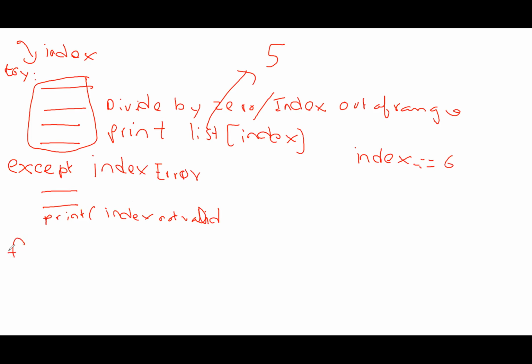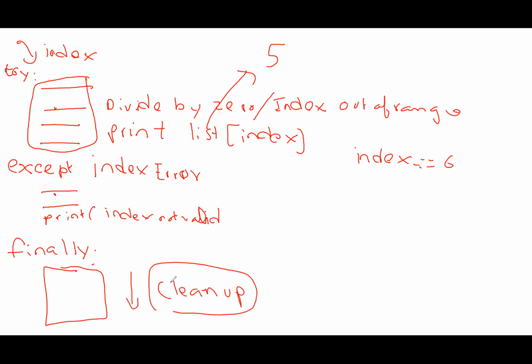Then there's another thing called finally. What finally does is it always gets executed, irrespective of whether you have an exception or not. So if you get an exception here, it'll go to except, finish this, and then go and execute finally. Finally is generally used for cleanup. The good programming practice is to use finally for cleanup purposes. So that is try, except, and then finally.